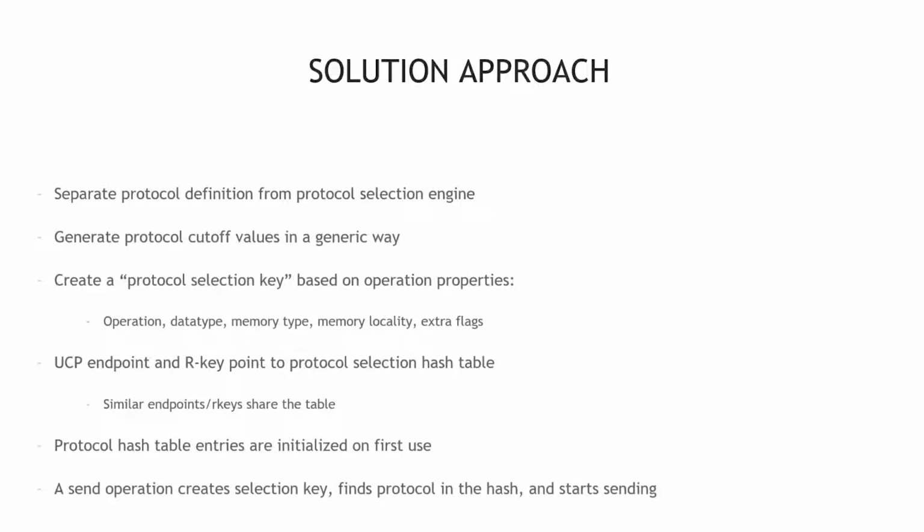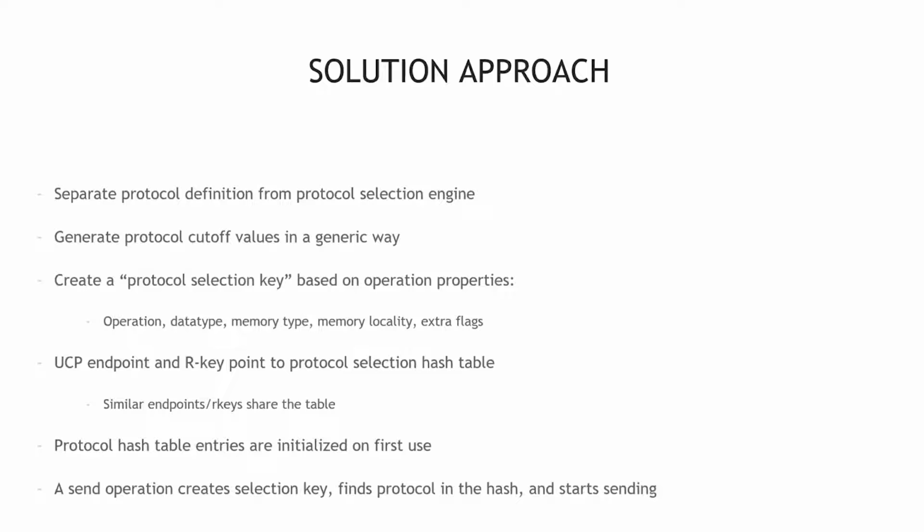So what we're going for is we want to separate the protocol definition from the protocol selection engine. And the protocol cutoff and thresholds would be generated in some generic way. So a protocol would just advertise its estimated performance on different message sizes and memory types. And the common logic would be able to combine all of them together and generate the optimal thresholds. So we don't have to assume, for example, that first we start with short messages, then we go to bcopy, then zcopy. This is not necessarily the case for all memory types. And the generic logic would be able to handle all of that.